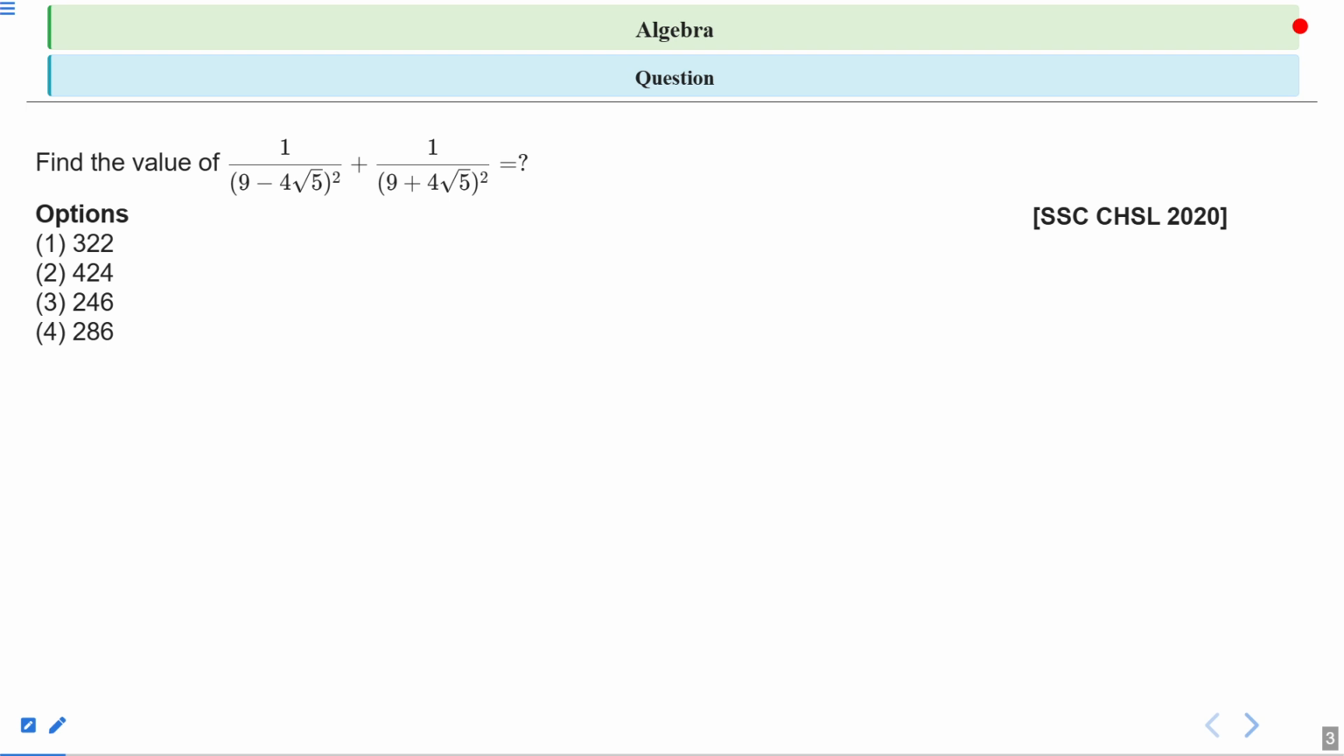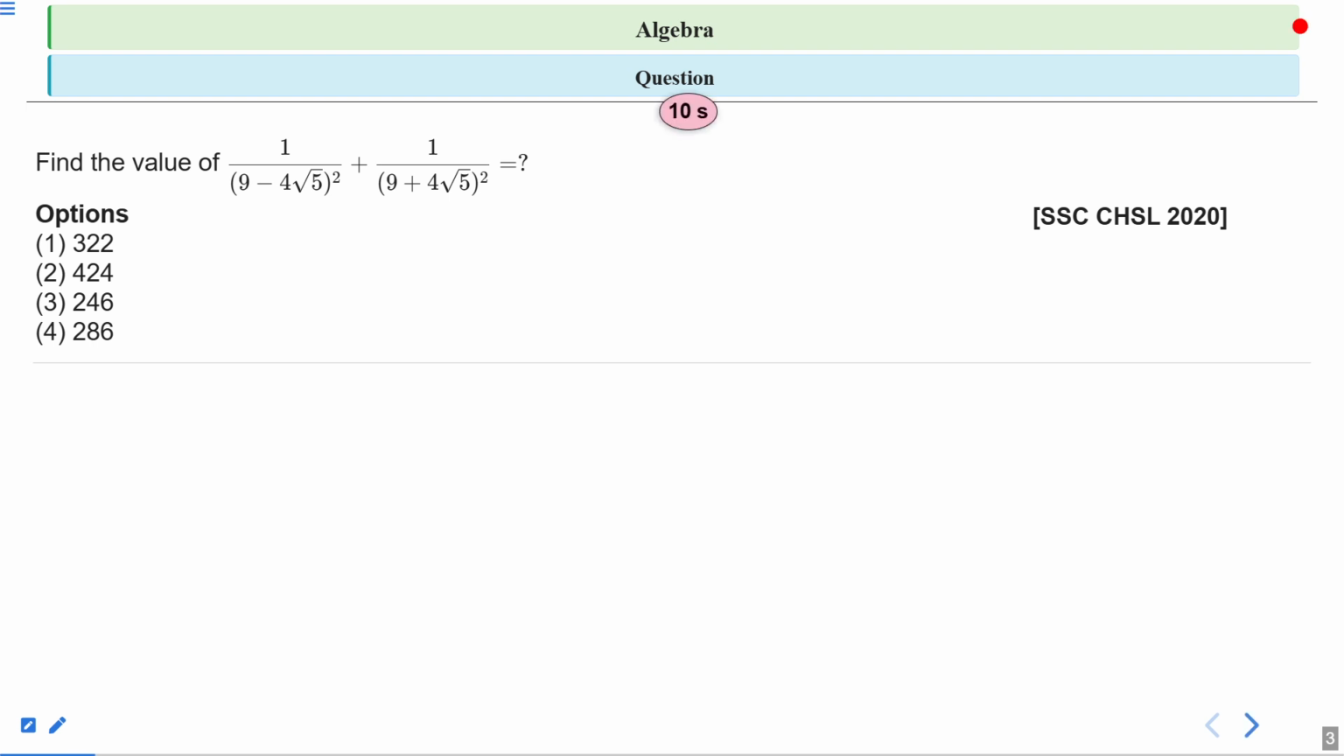Now see the question. First question says: find the value of 1 upon (9 minus 4 root 5) whole square plus 1 upon (9 plus 4 root 5) whole square. This question was asked in the SSC CHSL exam in 2020. There are four options. First option is 130, second is 322, third is 424, fourth is 246, and fifth is 286.